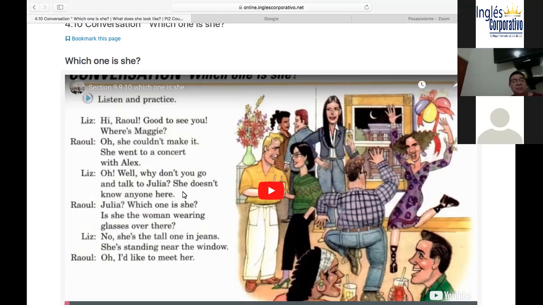Hi, Raul. Good to see you. Where's Maggie? Oh, she could not make it. She went to a concert with Alex. Oh, well, why don't you go and talk to Julia? She doesn't know anyone here. Julia, which one is she? Is she the woman wearing glasses over there? No, she's the tall one in jeans. She's standing near the window. Oh, I'd like to meet her.